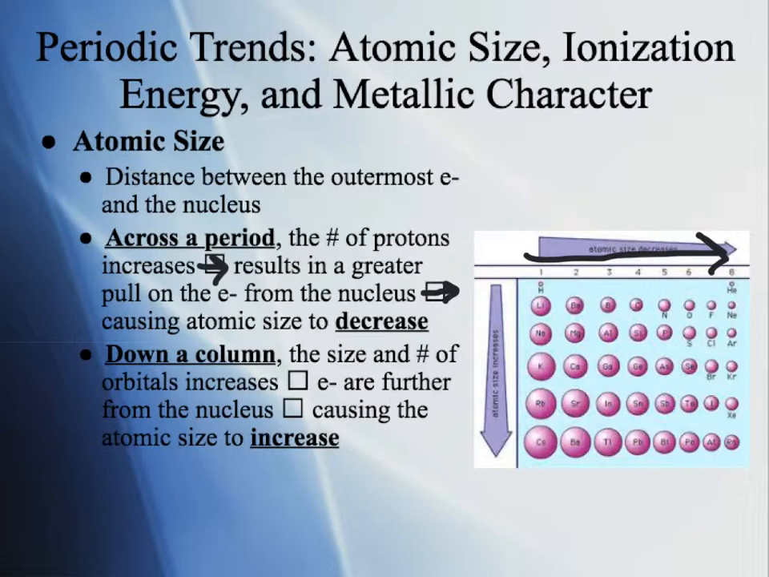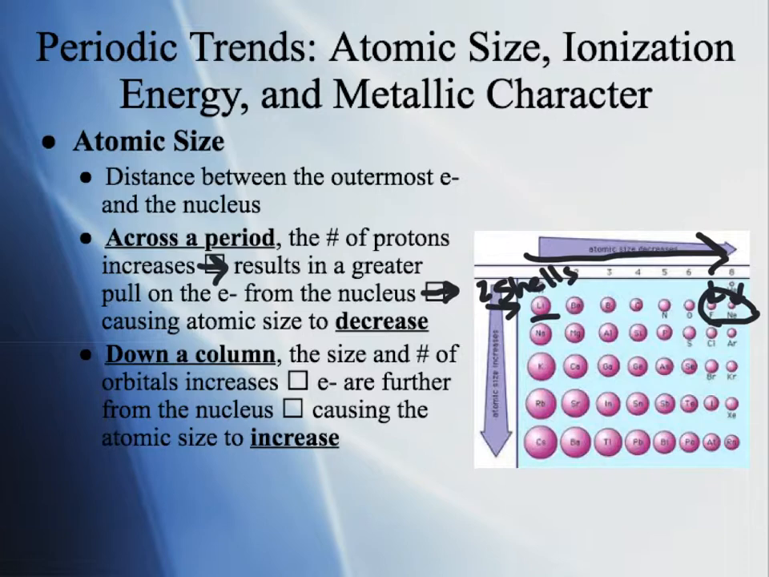Because remember, all of these have the same number of shells. So if we're looking at this row, they all are going to have 2 shells, okay? But fluorine and neon are going to have many more protons than lithium does. And so those 9 and 10 protons in fluorine and neon are going to pull on the electrons more, and they're going to hug them closer to the nucleus. So the size is going to be smaller.